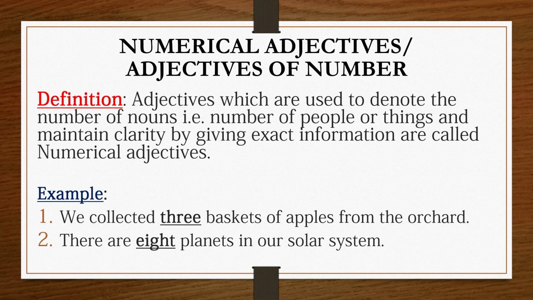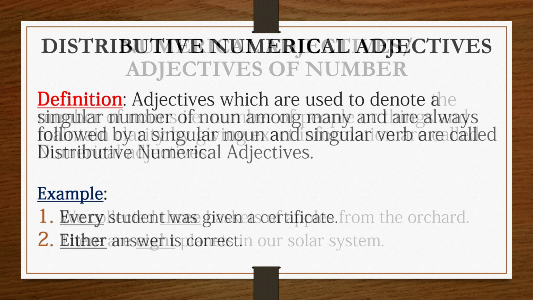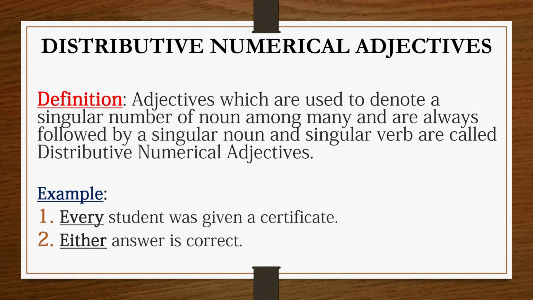Now let's go to the next one, distributive numerical adjectives. These are similar to numerical adjectives only, but there is a slight difference. What is the slight difference is, these adjectives are actually used to denote a singular number of noun among many. If there are many, they talk about a singular noun in that sentence and are always followed by a singular noun and singular verb. And that's why they are called distributive numerical adjectives.